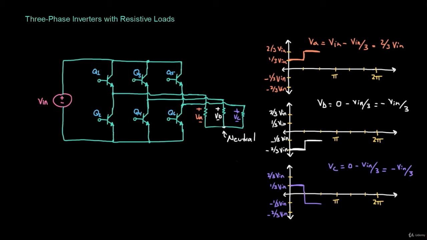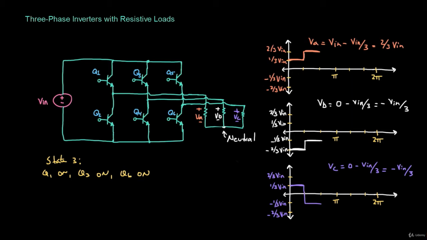Okay, so now let's say that for state 3, we're going to have Q1 on, Q3 on, and Q6 on. Now you may start noticing a pattern here. In the previous state, we had Q1, Q4, and Q6 on. And now we have Q1, Q3, and Q6 on. So in every state, we're only changing one of the legs.